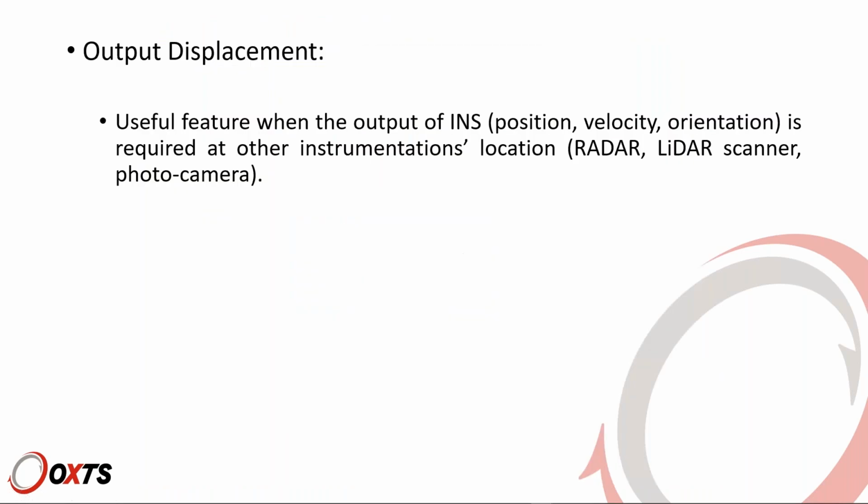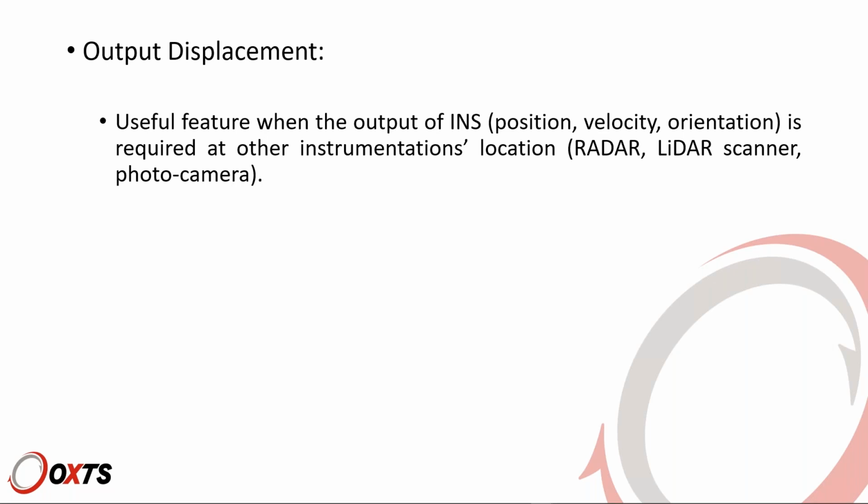Output displacement, this is a feature that can be useful at times. Basically, you have a choice of having all the output measurements, instead of having those at the INS location, at any point you choose. So for example, the location of one of the sensors that you have on the vehicle. You don't have to do that, but at times it can come handy.